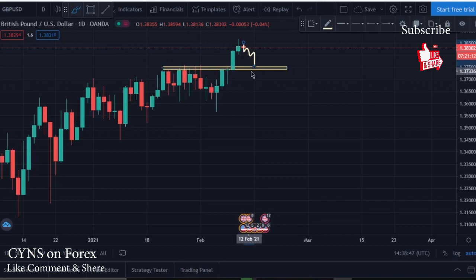We have a very strong confluence of support in this area, which the market might easily want to go and test before continuing to the upside, with the possibility of completing the impulse, correction and impulse pattern to the upside. So here in the daily we can expect a nice retracement to go in and grab liquidity before continuing to the upside.